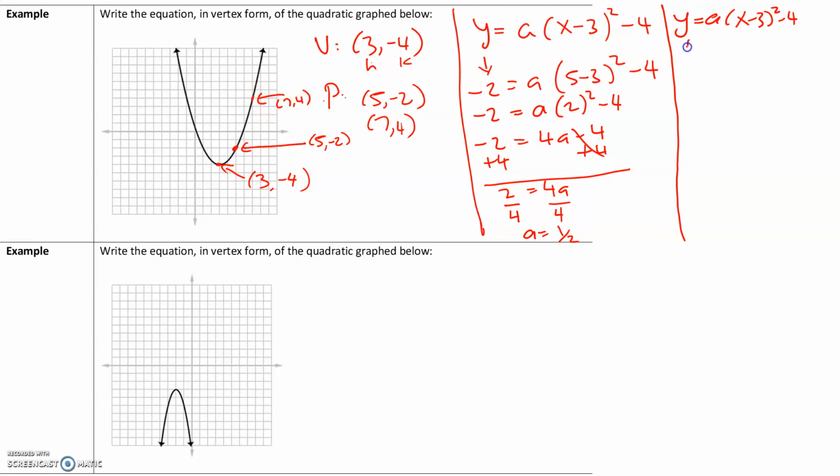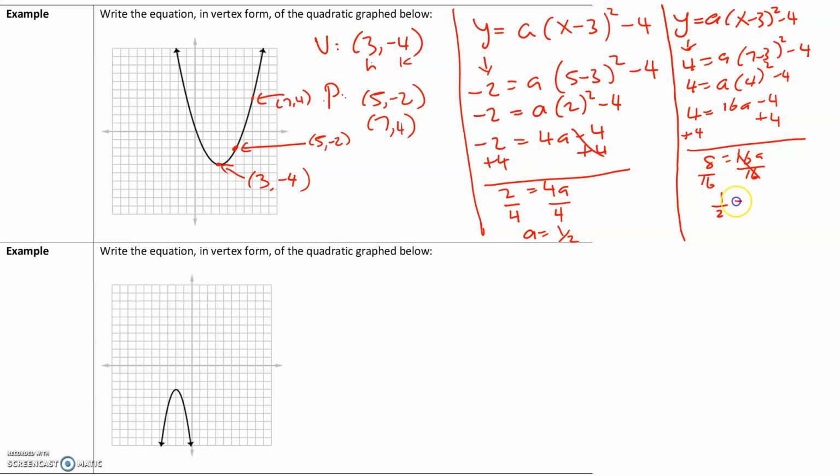So I replace the y value with the 4, and I replace the x value with the 7. So I have 4 equals a times 7 minus 3, which is 4, so that's going to be 4 squared minus 4. 4 squared is 16, so this is going to be 16a minus 4. To solve this, I add 4 to both sides. That gives you 8 equals 16a. Divide both sides by 16, and 8 over 16 is 1/2, so a is equal to 1/2.